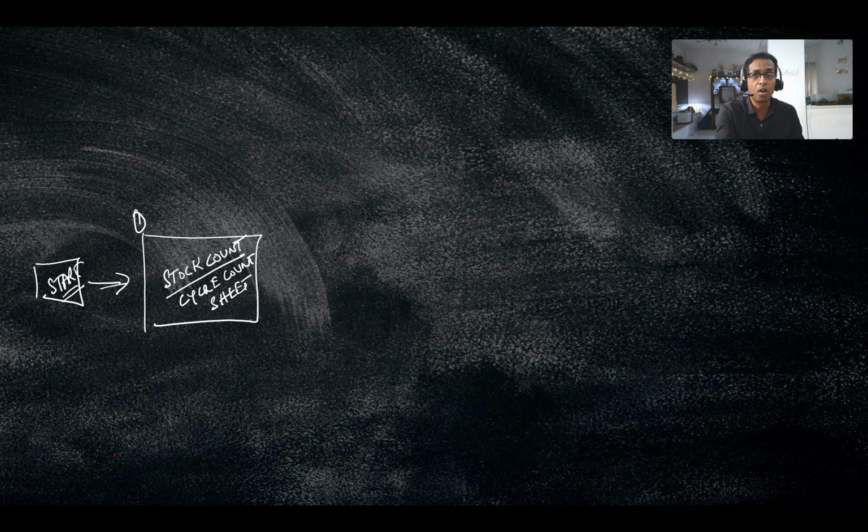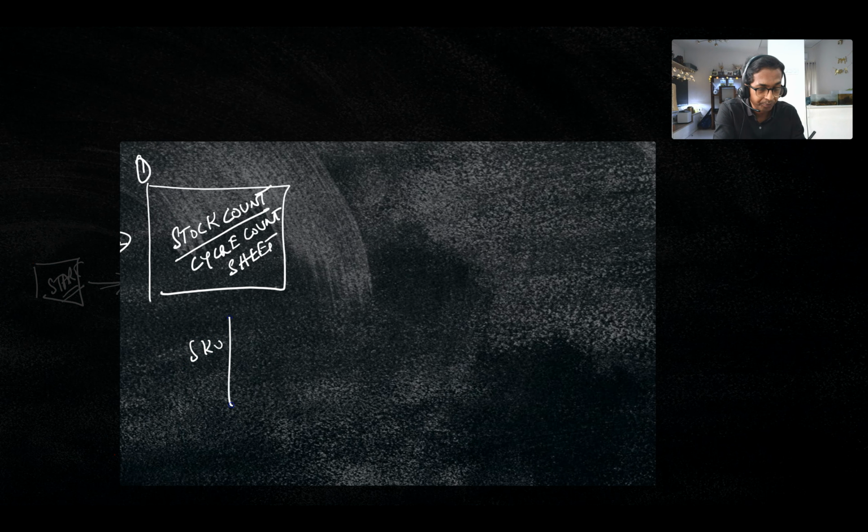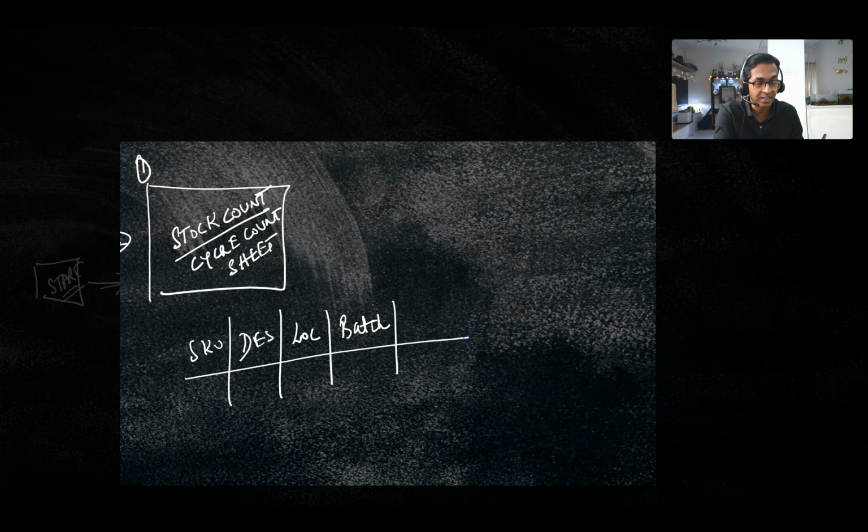To make it simple, let's call it a count sheet. So what will be the information in the count sheet? It will have the SKU, it will have the description of the product, then it will have the location in which this product is stored, and if there is a product which has batch information, it will have the batch information, then it will have the quantity.